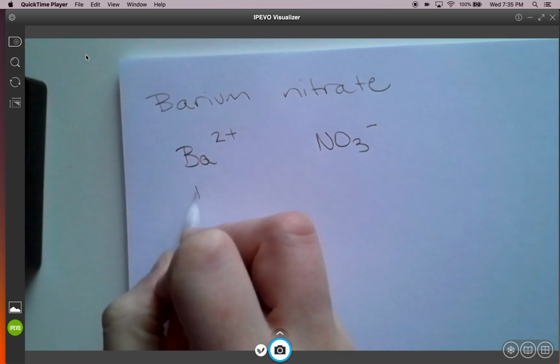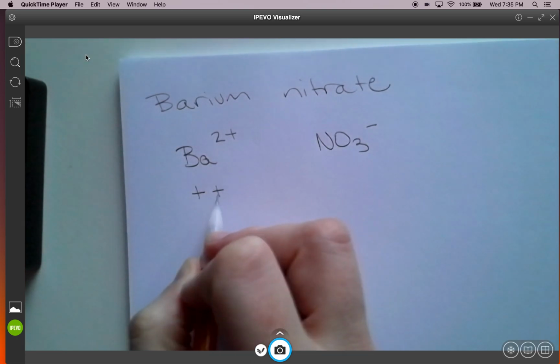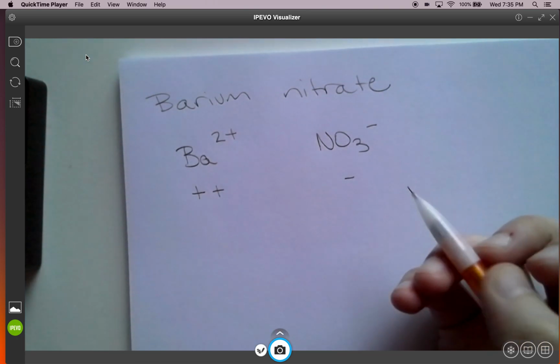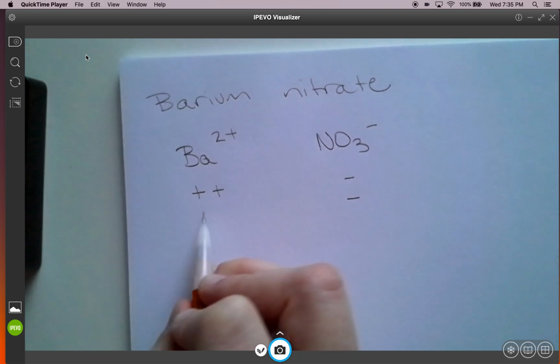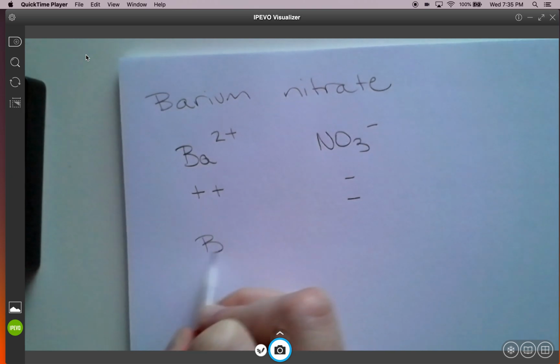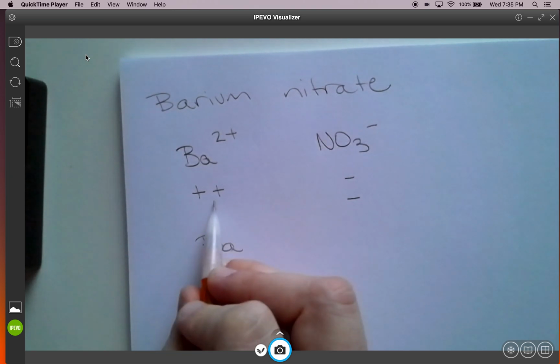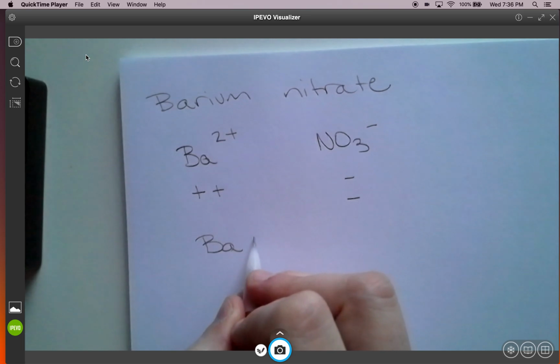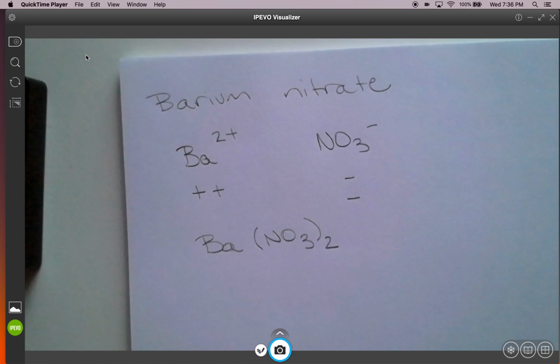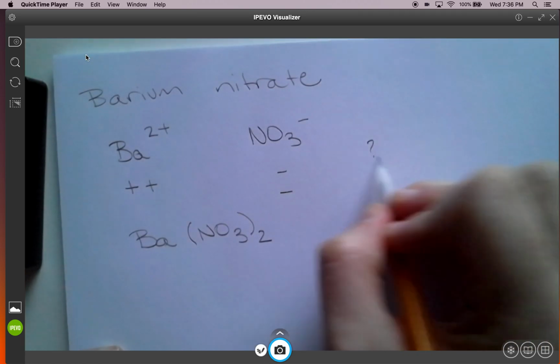Do some math. Your barium comes in with a 2 plus charge. Nitrate comes in with a 1 minus charge. +2 -1, not 0. However, +2 -2, that's neutral. When you write your formula, you have written 1 barium and 2 nitrates. There you go. And that's what it shows. 1 barium, 2 nitrate. And what did I add without telling you why I'm adding it? Parentheses.